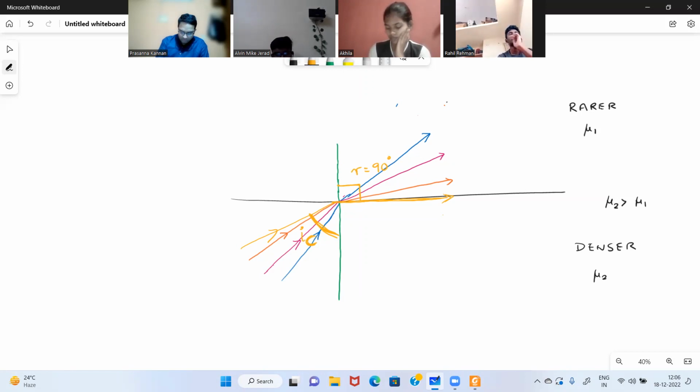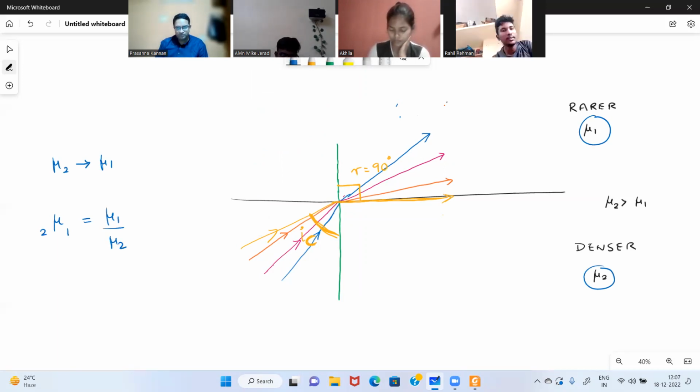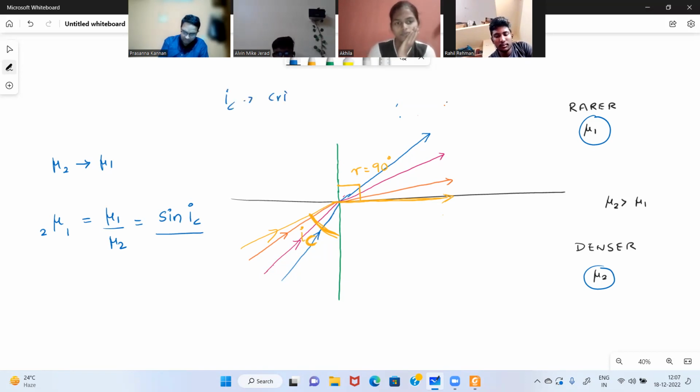Okay. Now let me write the expression for this. The ray of light is traveling from what to what? Denser to rarer, which means mu2 to mu1, that means 2 to 1, which means mu1 divided by mu2, correct? It's not 1 to 2, it is 2 to 1, understood? That will be equal to sin i by sin r. And what is that angle of incidence? IC, which is the critical angle of incidence.